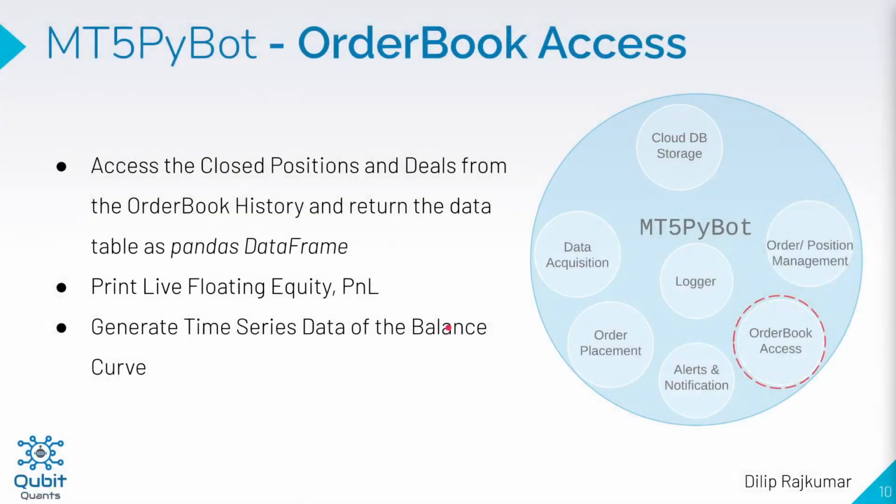So this order book access section basically contains the functions which are primarily useful for calculating the performance metrics and doing other analytics and data visualization. These include accessing the closed positions and deals from the order book history, generating a balance curve, etc.